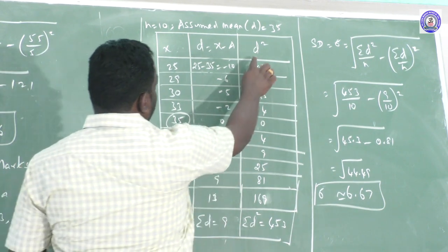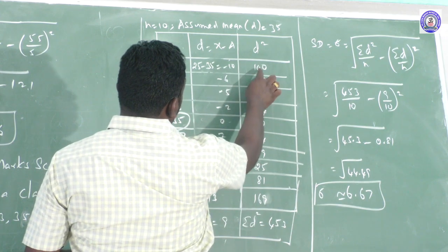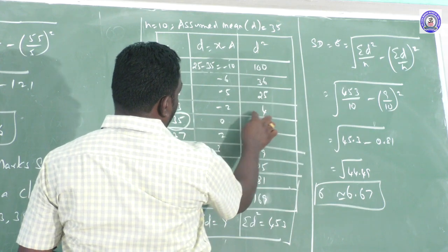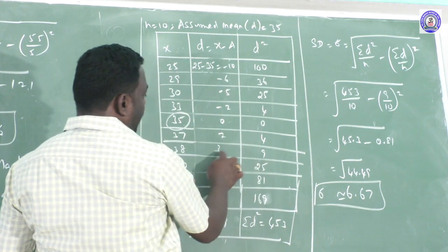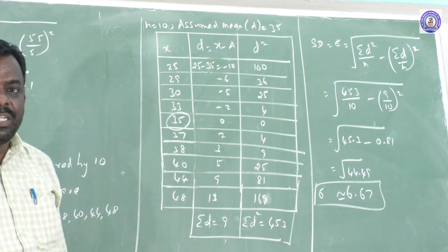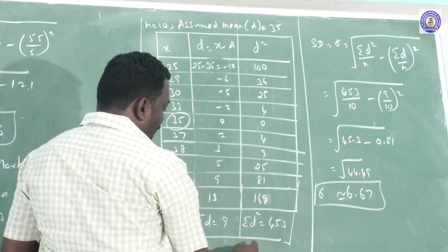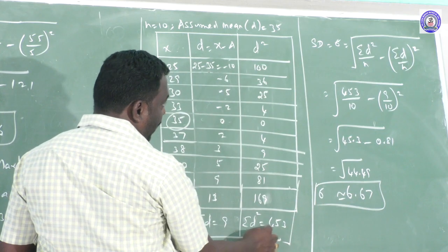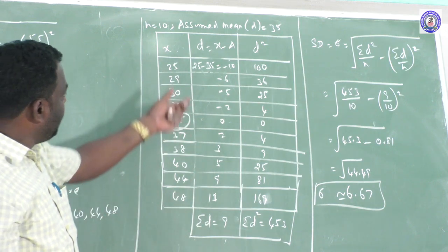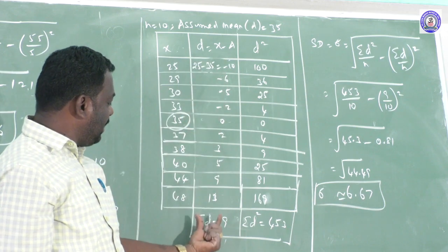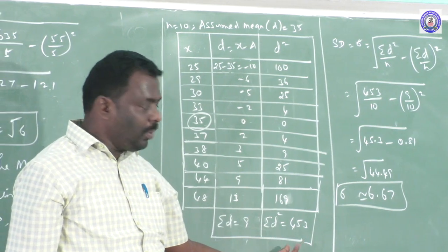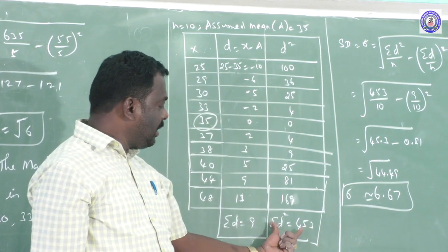Then square the d values. Minus 10 whole square is 100, minus 6 whole square is 36, minus 5 is 25, minus 4 is 16, 0, 2 is 4, 3 is 9, 5 is 25, 9 is 81, and 13 is 169. Find the summation of d square in the column. The summation of d equal to 9, and the summation of d square equal to 453.